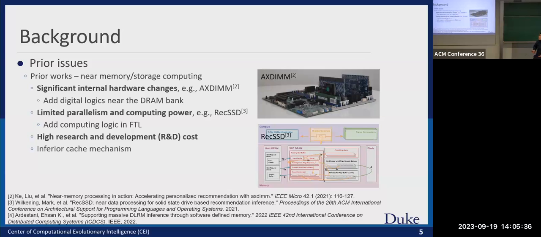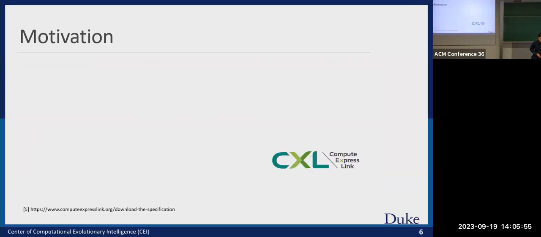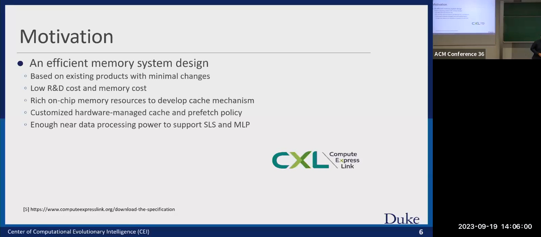And those designs show a relatively simple cache mechanism. Another type of design that's utilizing the production system is a software managed cache. But because it's a software managed one, it shows a relatively long latency to execute the policy and actually communicate the data across different devices. That brings our motivation of bringing a new memory system design.